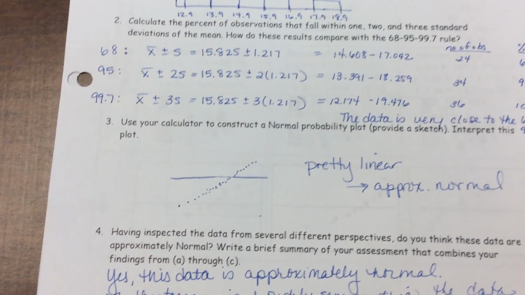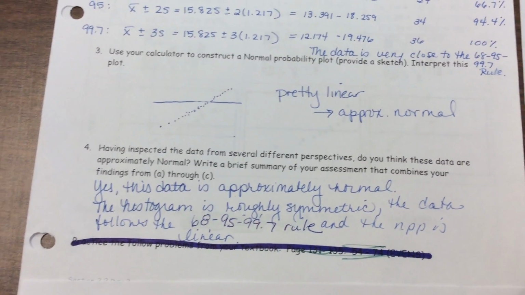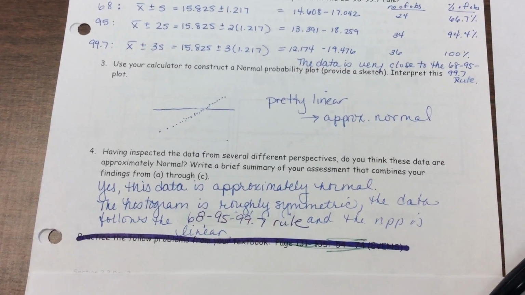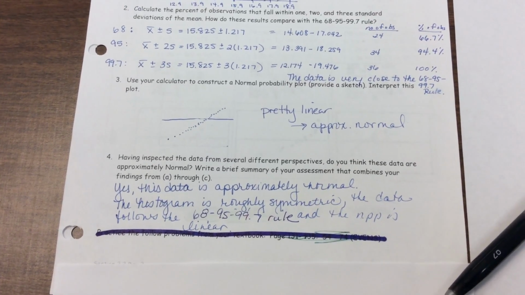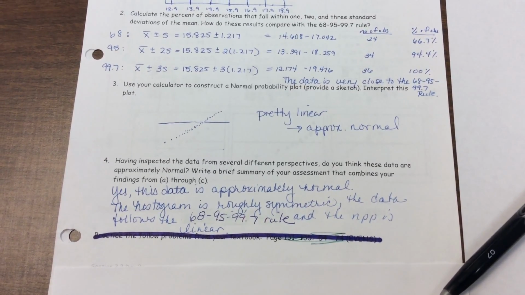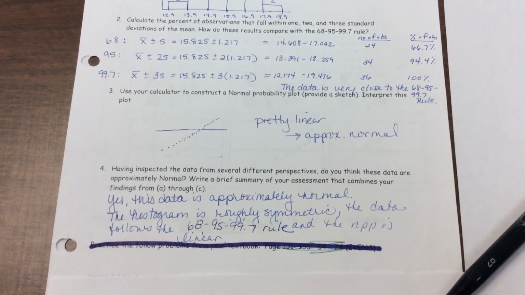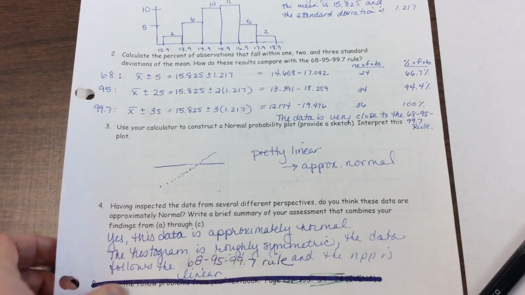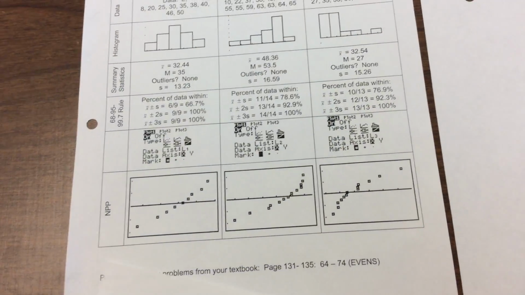And then the last thing I'm going to do here is summarize it. So I said, yes, this data is approximately normal. Again, I'm not going to say it's definitely normal. So I'm saying here that the histogram is roughly symmetric, the data follows the 68, 95, 99.7 rule, and the normal probability plot is linear. The NPP stands for normal probability plot. Sometimes you'll see that called NQP.